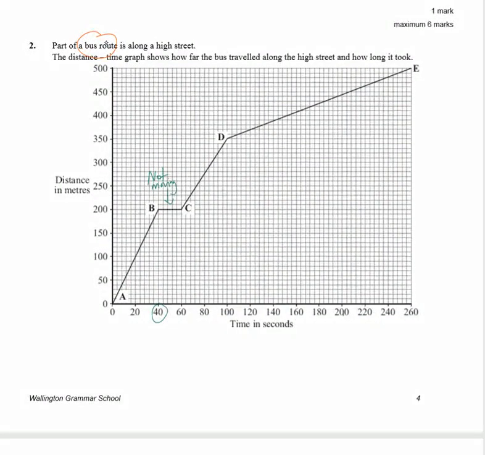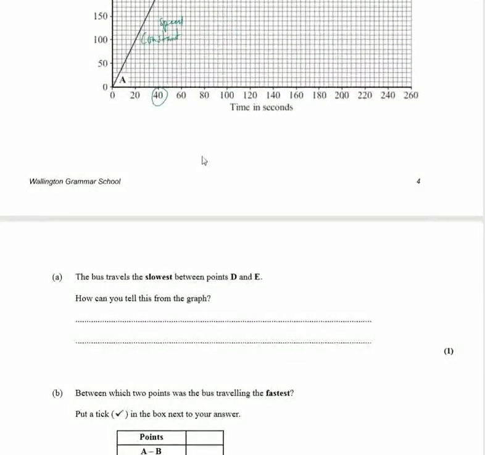Now A to B, it is straight, so it means it is going at constant speed. Okay, same thing here, constant speed. So here it is going at a lower constant speed because the line is less steep compared to the others. Alright, now let's look at the questions. The bus traveled the slowest between D and E. How can you tell this from the graph?